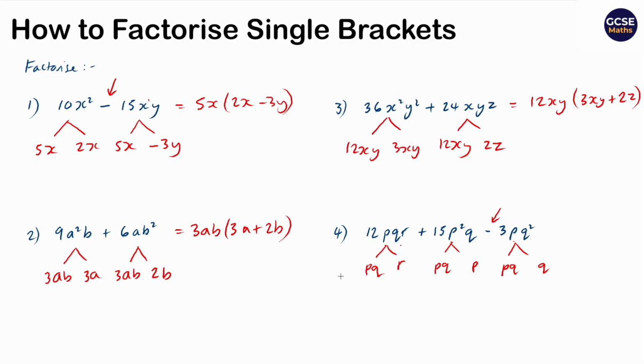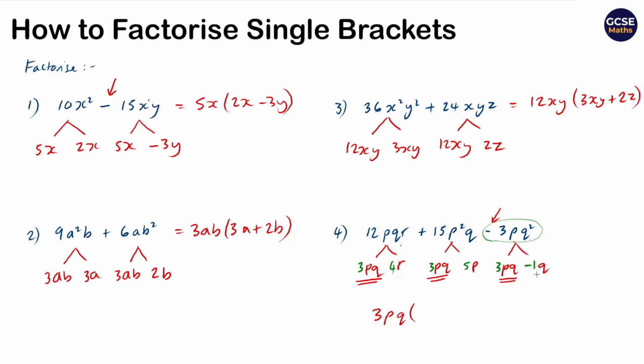The biggest factor of 12, 15, and 3 is 3, so they are common to all of them. 3 times 4 is 12, 3 times 5 is 15, and 3 times 1 is 3. However, this term is negative, so this has to be a negative one. Okay, let's bring that together. We have got 3pq, 3pq, and 3pq. That is common to all, so that sits outside the bracket.